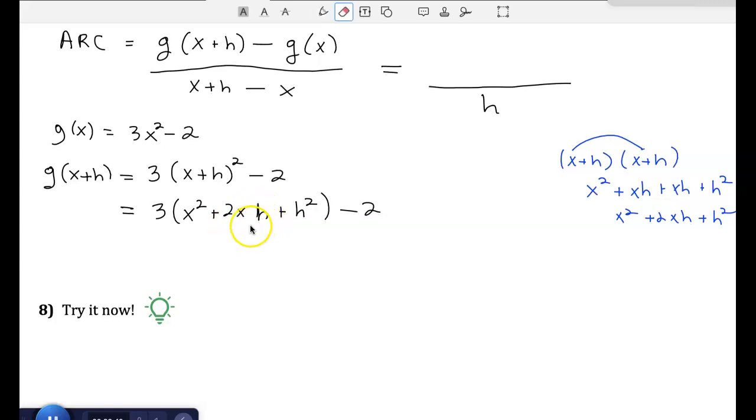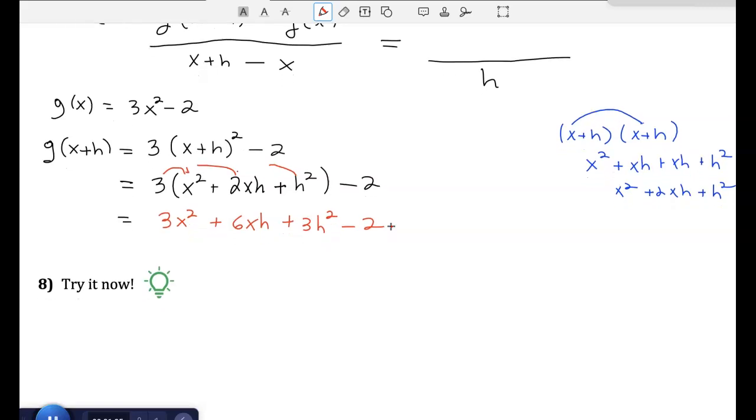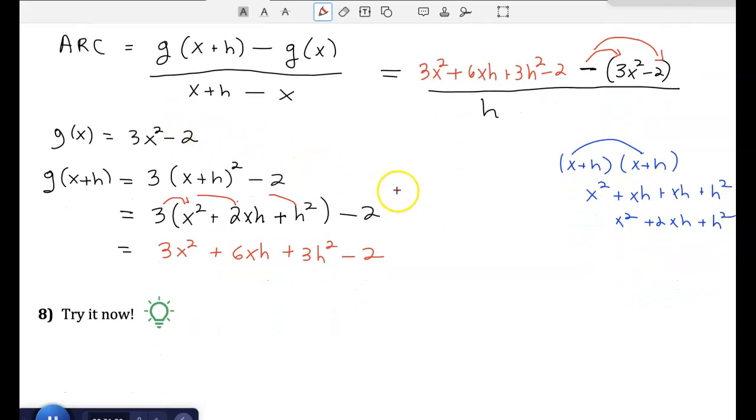And now you can distribute the 3 to all the members of this term. So it's 3, 3, 3. It's going to be 3x squared plus 6xh plus 3h squared minus 2. Okay? And now what we're going to do is plug that into this numerator here. So we have g of x plus h is this red quantity. I'm going to write it in. It's 3x squared plus 6xh plus 3h squared minus 2, right? But then we have to subtract from that the quantity 3x squared minus 2. Now be careful here because you want this in parentheses because you're going to have to distribute this negative sign like that. And so what we'll get is the average rate of change.